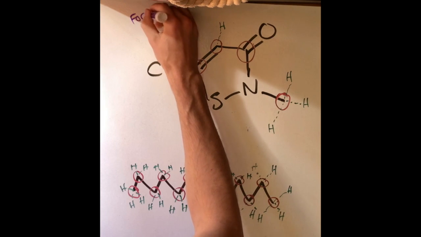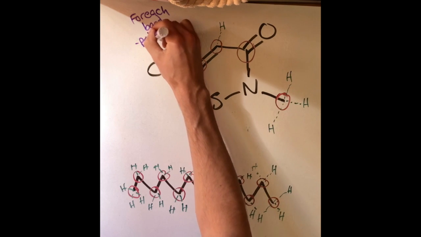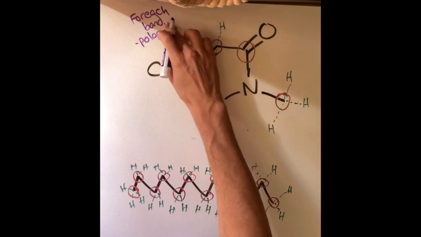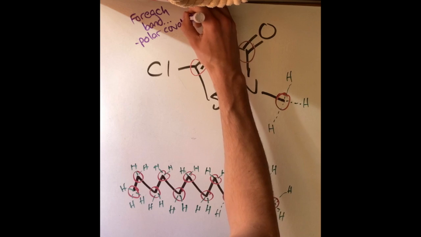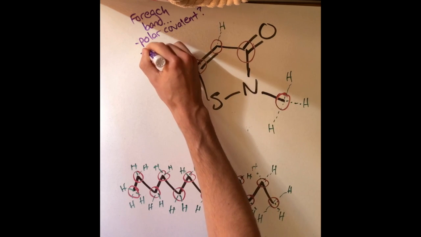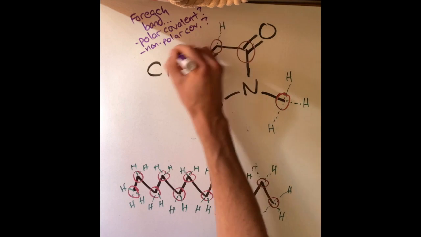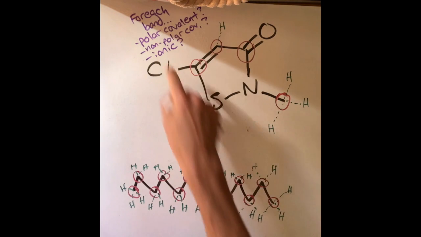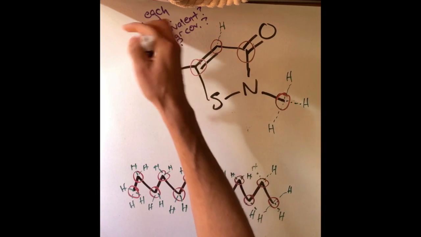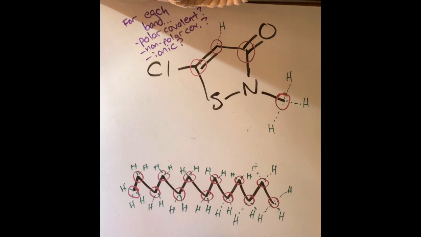for each bond, is it polar? Or we can say, is it polar covalent? Is it non-polar covalent? I'm just going to shorten that. Or is it ionic? Okay. And this is hard to read. For each bond. And so you have to go through and look at each bond.